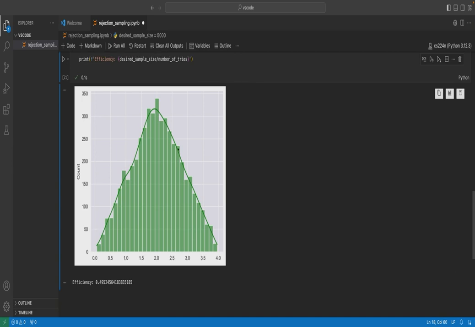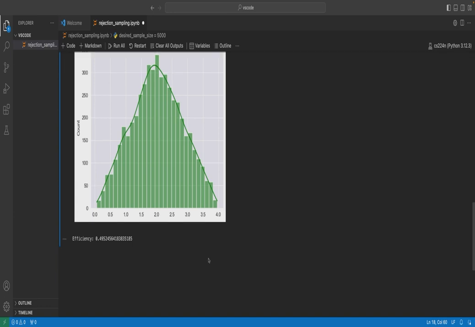Now what you'll note is that we are actually sampling from f of y. As you can see, it's starting to take that triangular shape. And the efficiency is equal to 50%, which means that it takes, on average, 2 iterations for us to get a single sample from f of y. This is not great efficiency.